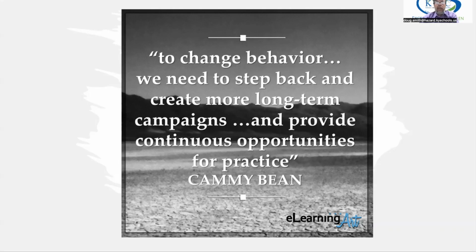To change behavior, we need to step back and create more long-term campaigns and provide continuous opportunities for practice. And this not only goes toward what we are doing as teachers, but this is for students as well. Now, also, in order to change behavior of our students, sometimes we have to change our own behaviors. We have to change how we respond to that student. A lot of times we're not going to change that student's behavior, but we're going to change our response to that student. And then in turn, the student will recognize that and start to correct their own behavior.